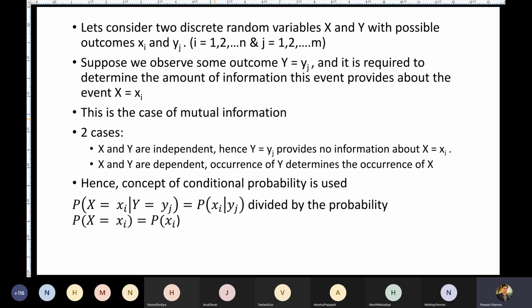So there is some mutual relationship between two different events. Earlier what we have seen is self information. This is mutual information. The word is mutual. What does it mean? There will be two entities, two parties. So here we have X and Y variables.